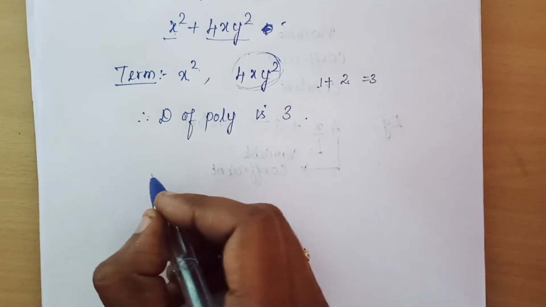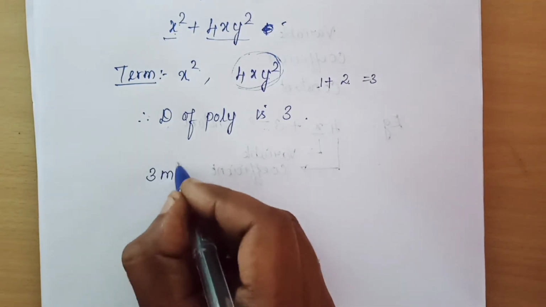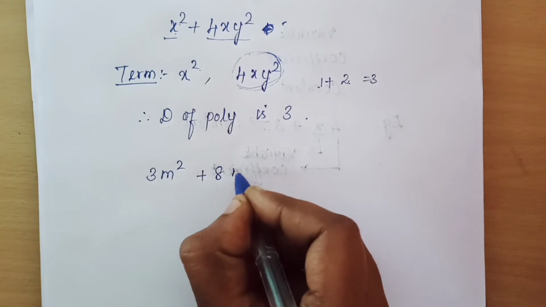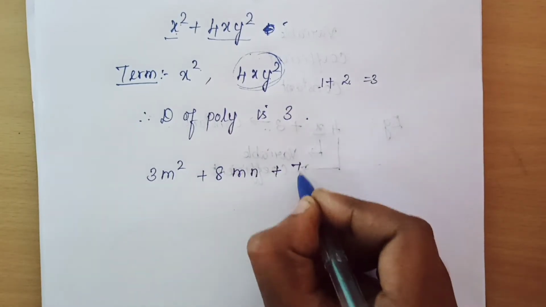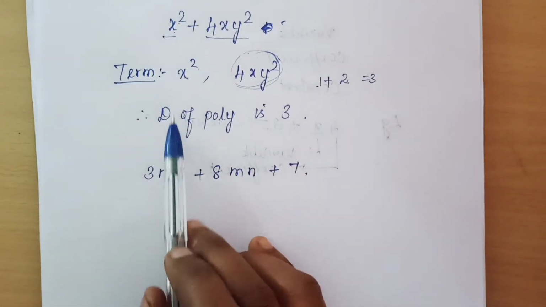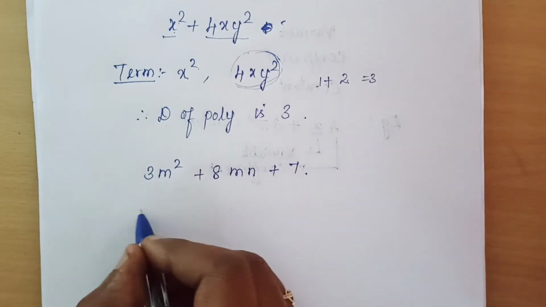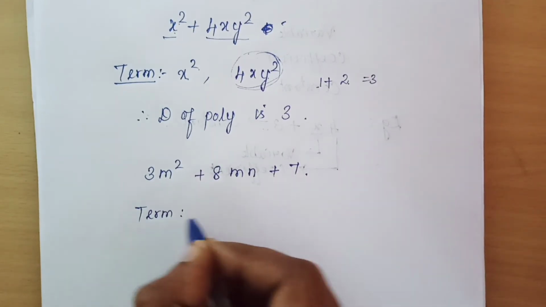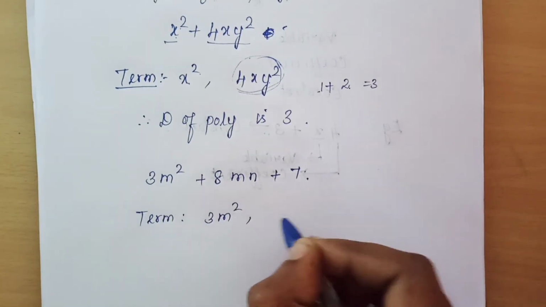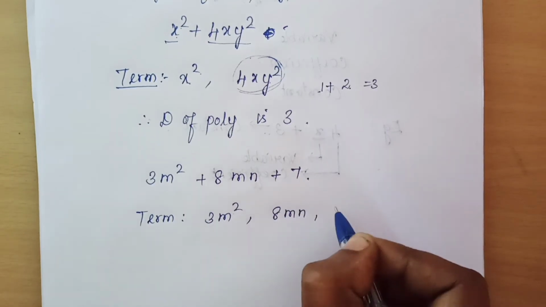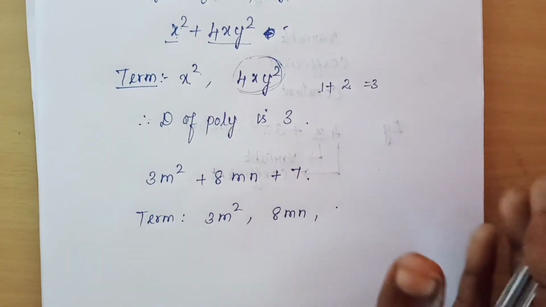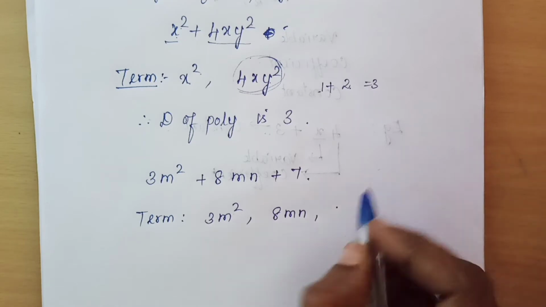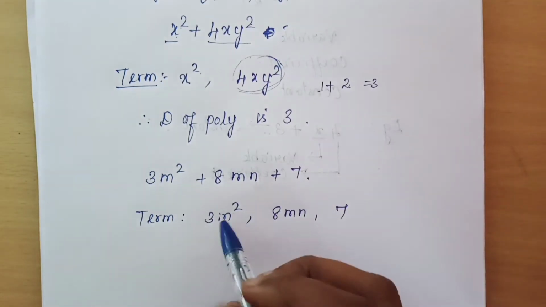Listen here, I'll solve another example. 3m square plus 8mn plus 7. First you want to separate the like terms: 3m square, then 8mn, and 7. 7 doesn't have any variable, so no need to consider it, it is a constant. 7, write it, no problem.